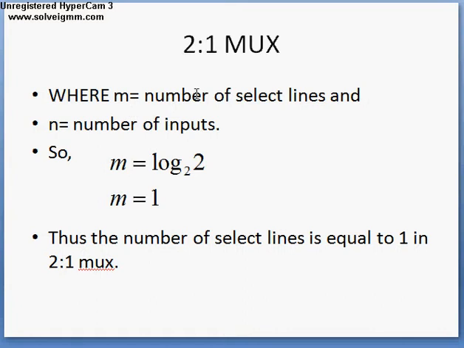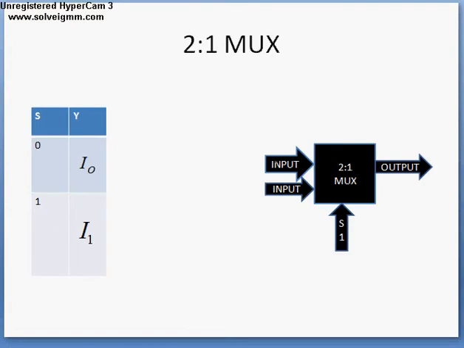So let's calculate. Here m is the number of select lines and n is the number of inputs. In the 2:1 multiplexer we have two inputs, so we put 2 in place of n. So log 2 to the base 2 is equal to 1, obviously. So the number of select lines in a 2:1 multiplexer is equal to 1. That is this. It has two inputs, one select line, which you already calculated by the formula m is equal to log 2 n, and one output.